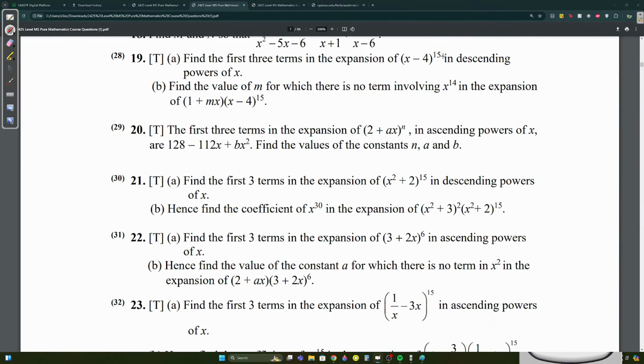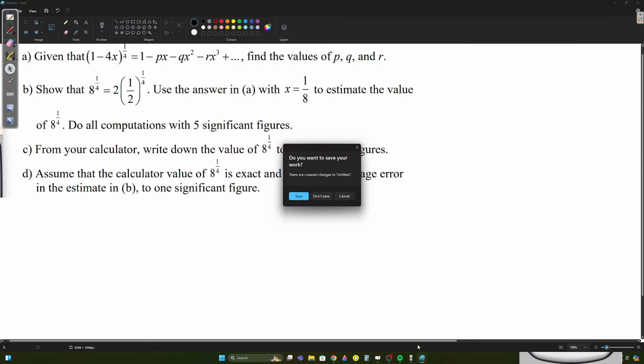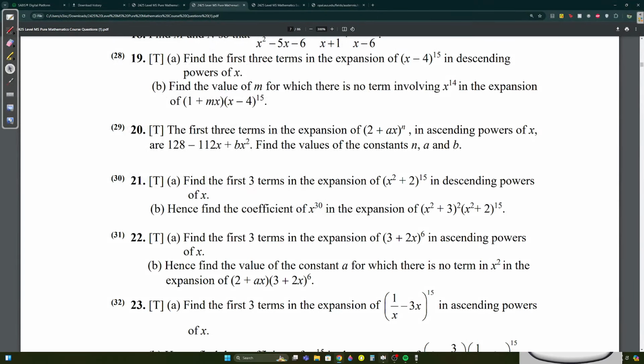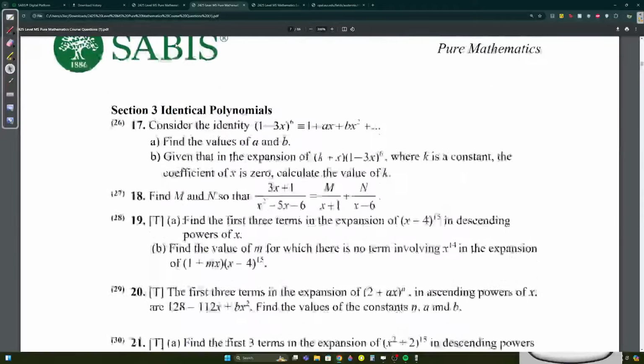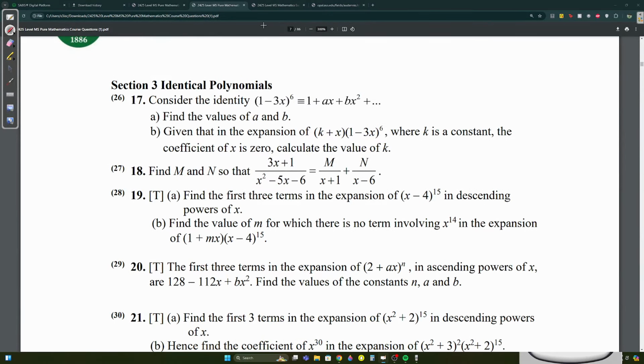Find the first three terms in the expansion. Let me close Paint, because my PC is bugging. Don't save. Do I have anything else here? Nothing, okay. Find the first three terms in the expansion of x minus 4 to the power of 15. Nothing hard, just expand. Let's go up here: x minus 4 to the power of 15.